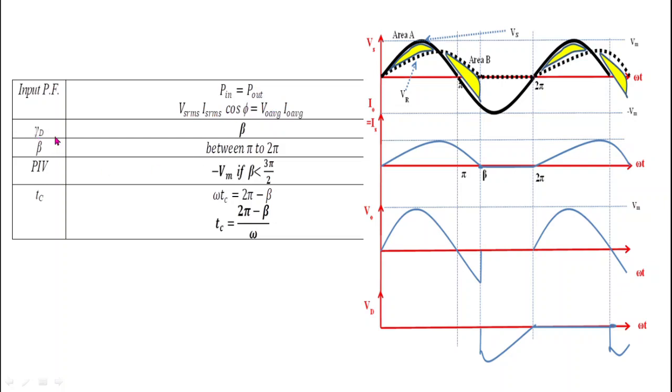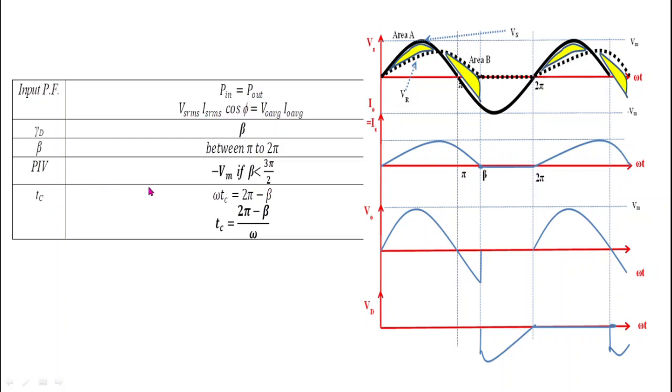Now what is conduction angle of diode? Here we can see that diode will conduct till we get current, and we get current up to beta. That's why from 0 to beta this diode is forward biased, and that's why conduction angle of diode is equal to beta. Now what is beta? Beta is simply lying between pi and 2 pi. So beta is between pi to 2 pi.